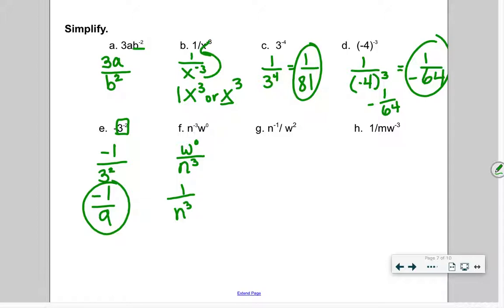I'm not going to leave w to the 0 power. Sorry, Rika. I did it twice now. So if something is to the 0 power, we're not leaving it to the 0 power. We're solving it and making it 1.